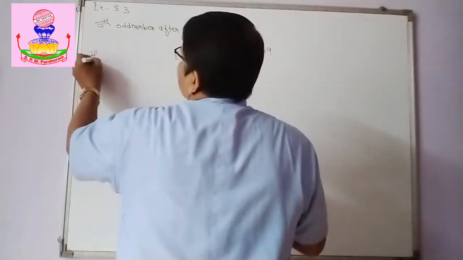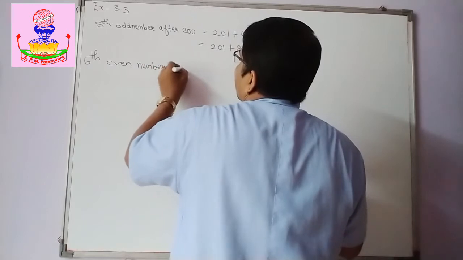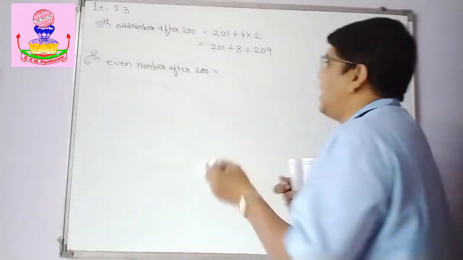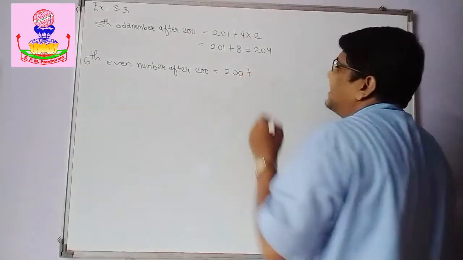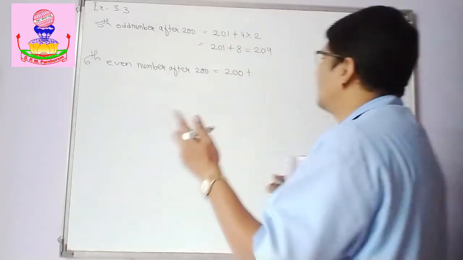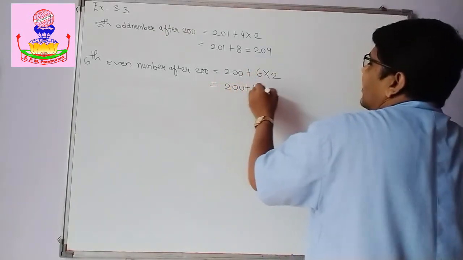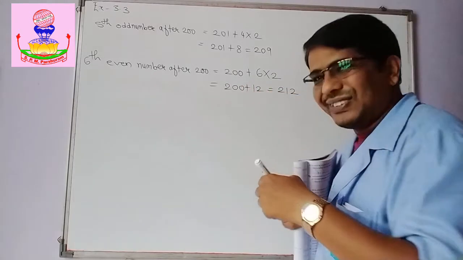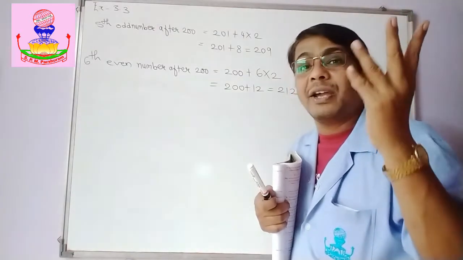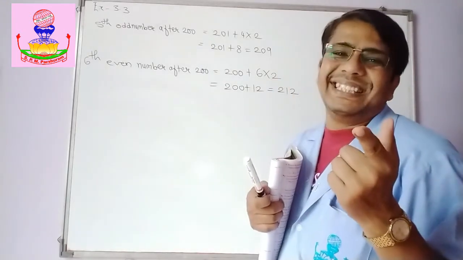Sixth even number. Okay. What have they said? Sixth even number after 200. Now 200 itself is an even number, so definitely we can directly have 200 plus the sixth even number. Again, the difference between two even numbers is always, oh yes, 2. So what you can do? 6 into 2. That is 200 plus 12. That is 212. You can count it. 202, 204, 206, 208. How many are done? 4. 210, 5, and 212, 6.